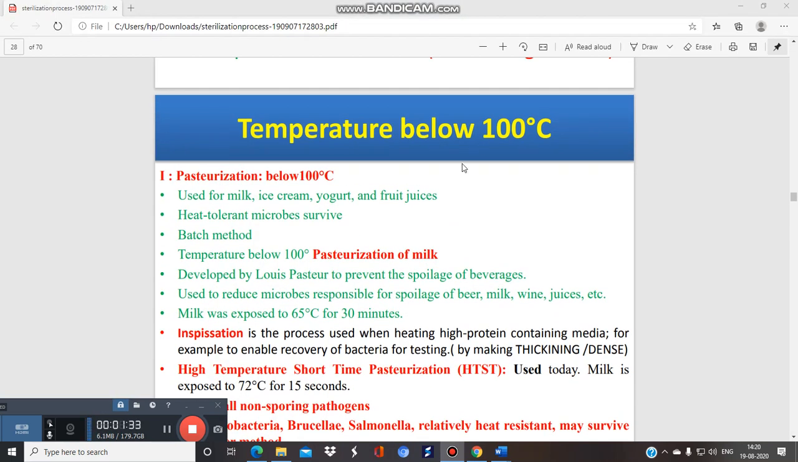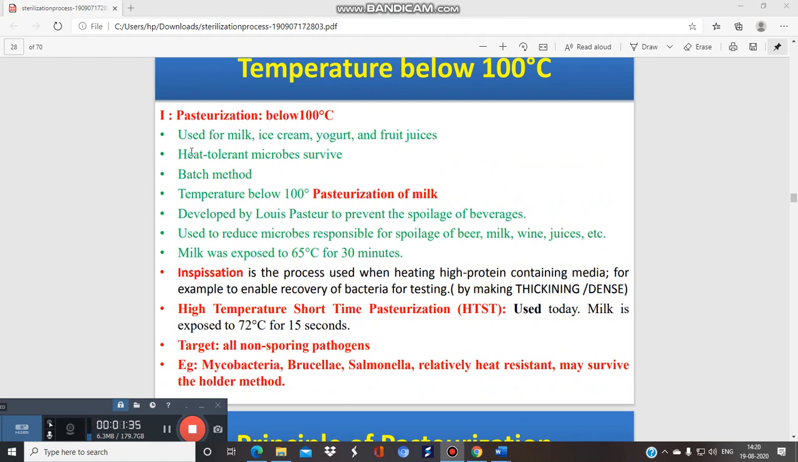So let's start. Temperature below 100 degrees Celsius. Yes, it is used for sterilization of the milk, ice cream, yogurts and fruit juices. And at this temperature, only the heat tolerant microbes can survive. Okay, we cannot say that it is 100% free from microorganisms while using this method. So heat tolerant microorganisms are there, they can survive also.